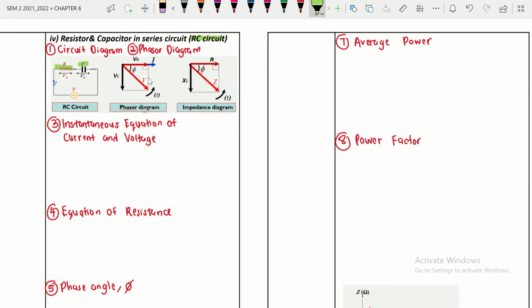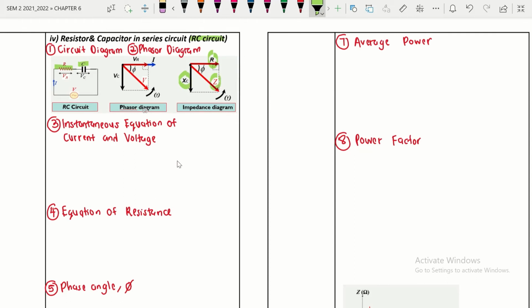So I already taught you how to do the phasor diagram. And the extra one is the impedance diagram. So kalau nak tahu macam mana nak lukis impedance diagram, senang sahaja. If you have the voltage across the resistor, R kat sini kan. So this one will be your R. If you have your voltage across capacitor, and here will be your capacitive reactance. Okay. Dan Z adalah you punya impedance.